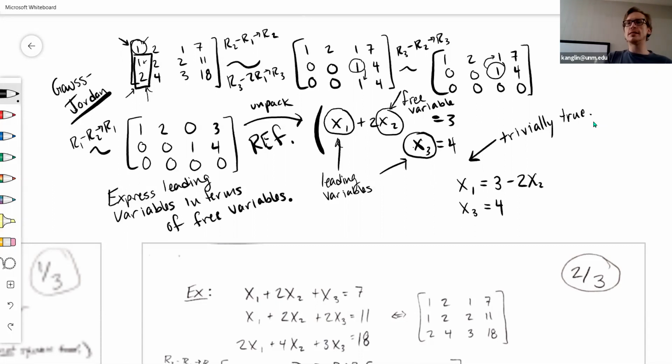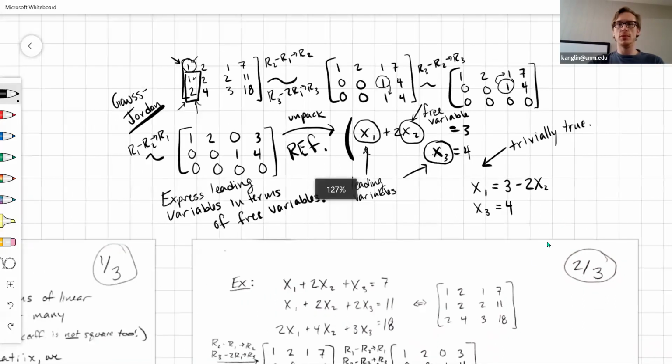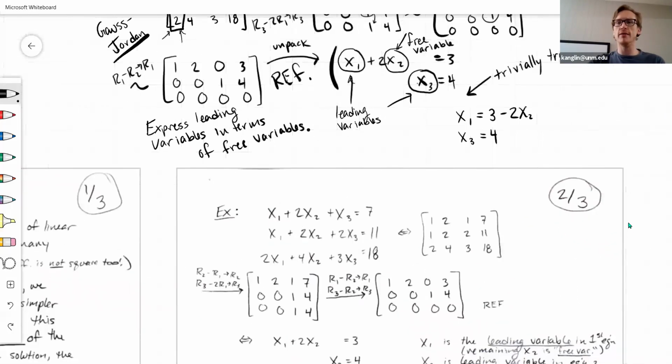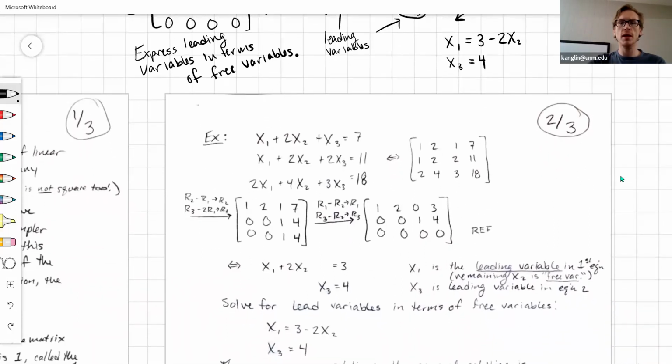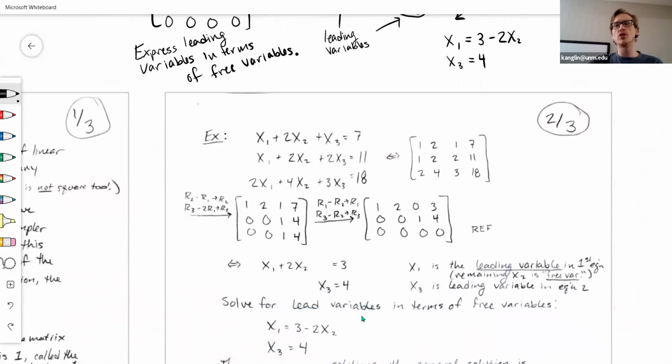Now, what are we really going to say here? We're going to say, let's see how I phrase this down here. Yeah, this is the point we're at. We solve for the lead variables in terms of the free variables. We got x1 was 3 minus 2x2, x3 was equal to 4. Notice that's exactly where we left off. So I'll pick up from here.